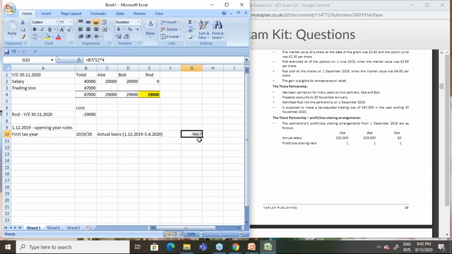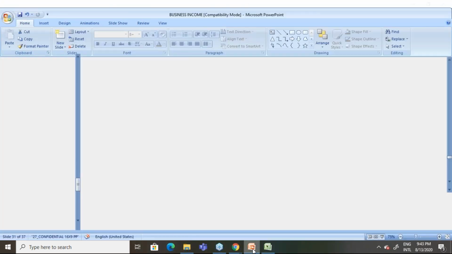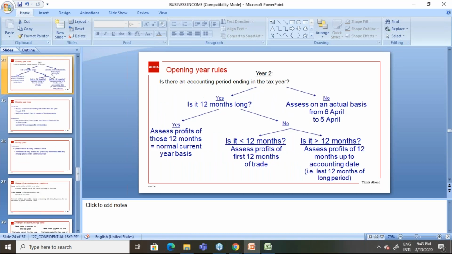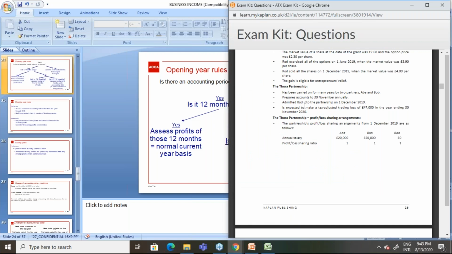Okay, right. Then the next tax year, the second tax year, that is 2020-21. What is the basis that we are using for the second year? For that, we have to apply those special rules. Can you remember these rules? For the second tax year, you ask the question: is there a period of account ending in the tax year?